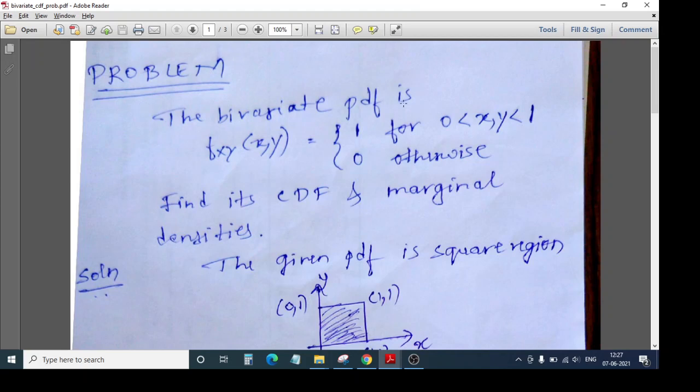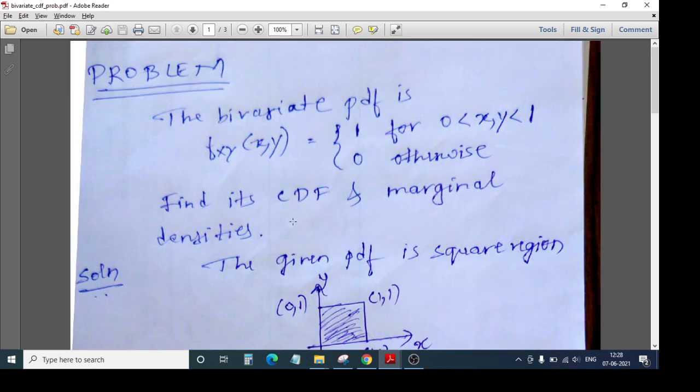The bivariate PDF is given by f_XY(x, y) = 1 in the range where both x and y are between 0 and 1. So the bivariate PDF value is 1 when x and y are in the range 0 to 1, and for all other values it is 0. This is the bivariate PDF given, and we are asked to find its CDF and marginal densities. Marginal density means we will be trying to find the PDF.